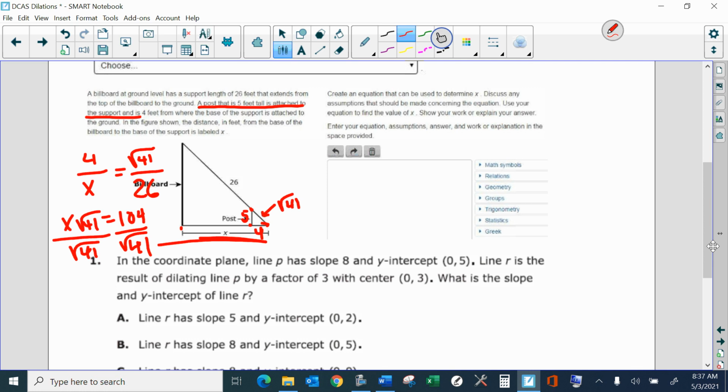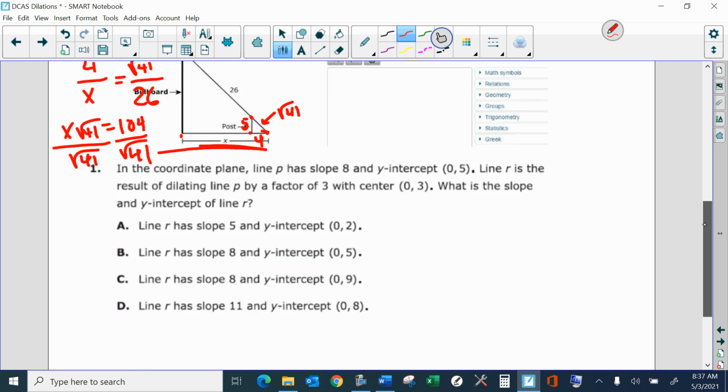Create an equation to use to determine x. So you have that right there. Okay, so there we go. And then that'd be the exact answer, and you can say approximately equal to whatever it is.